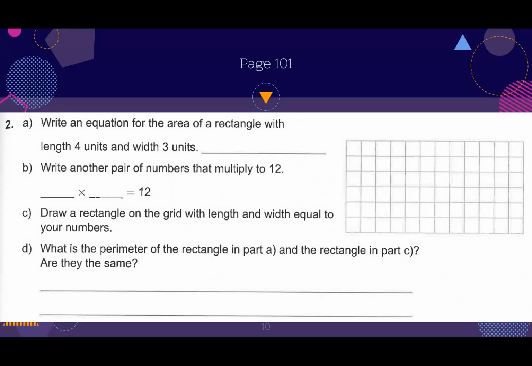Now let's turn to page 101. Question 2 says, write an equation for the area of a rectangle with a length of 4 units and width 3 units. Well, we know that the formula for area is length times width. So the length is 4 and the width is 3. Part B, write another pair of numbers that multiply to 12. Continue on and finish C and D on your own.